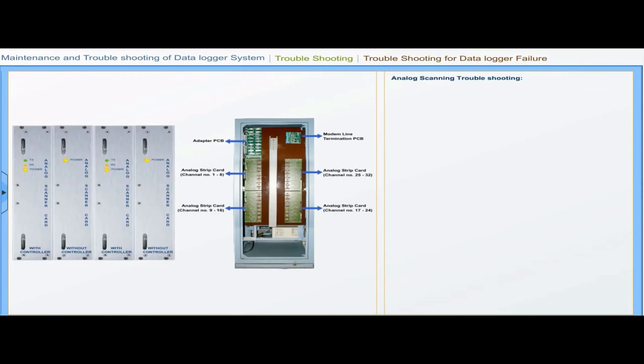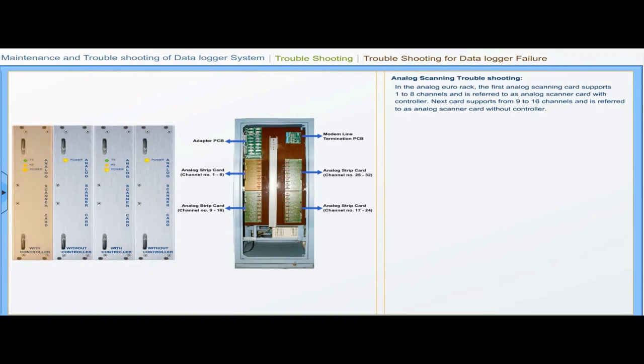Analog scanning troubleshooting. In the analog Euro rack, the first analog scanning card supports 1 to 8 channels and is referred to as the analog scanner card with controller. The next card supports channels 9 to 16 and is referred to as the analog scanner card without controller. To support a further 16 channels from 17 to 32, we need one more set of with controller and without controller cards.